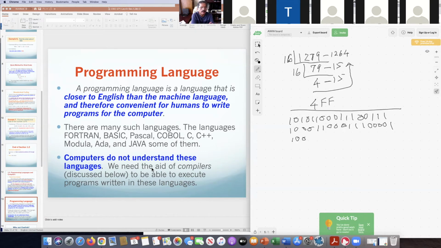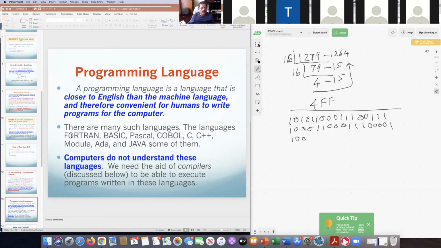And therefore it will be convenient for humans to write the programs. But if you design a language that's convenient for us, the machine is not going to understand that, right? So they came up with a method, and I'm going to explain that in a second. The very first language they came up with was called Fortran.